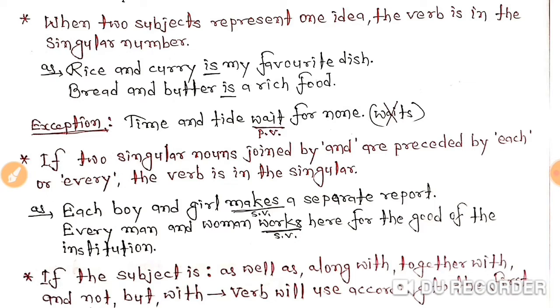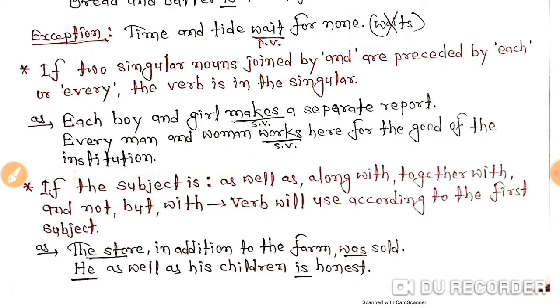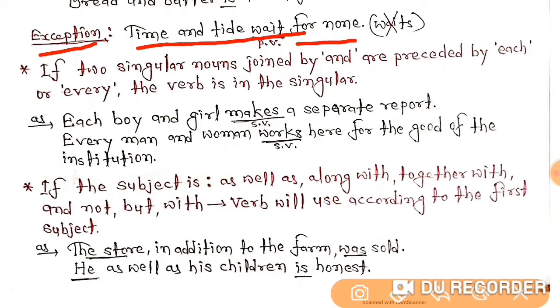But here one more thing I have to make you understand, students, that is what? That you have to understand as exception. Time and tide wait for none. This sentence is an exception, you can say, right? So here we don't have to go with waits. So you have to just keep this sentence as the exception, and you have to go with plural verb with time and tide. Always just keep it in your mind, right students?